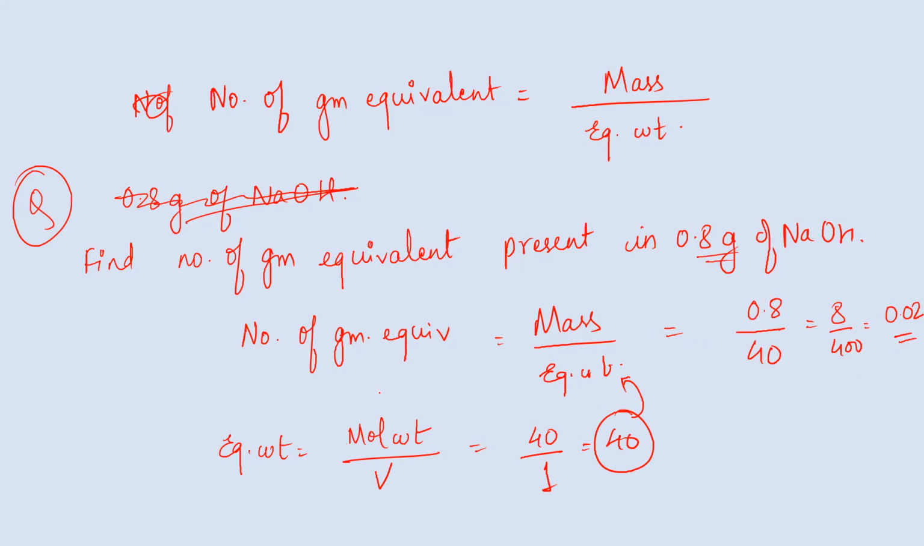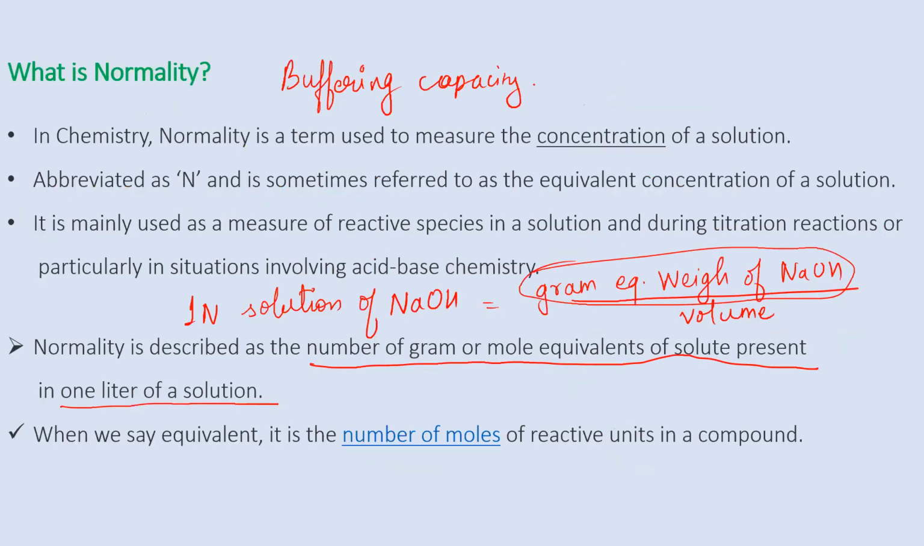So why is this important? Because one normal solution is number of gram equivalent divided by 1000. If you're going to do 1 liter of solution, if you're going to do ml, then you are going to divide it by 1000 further. Okay, so this is all about gram equivalent.